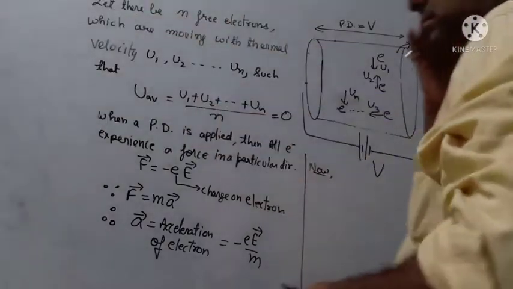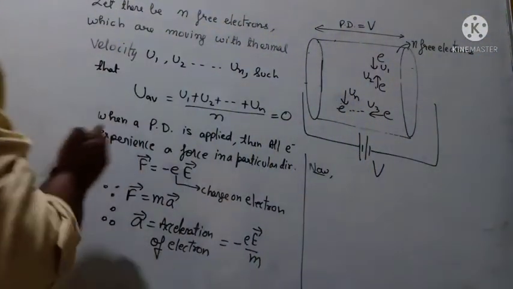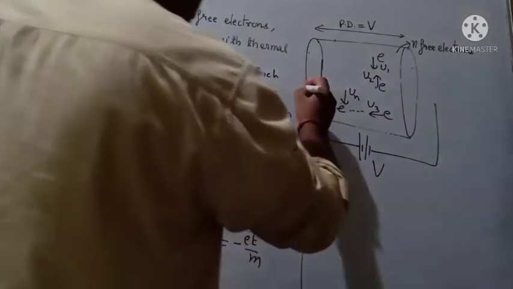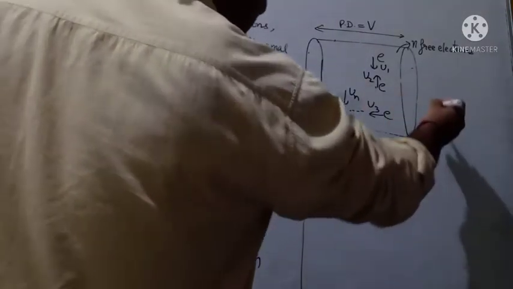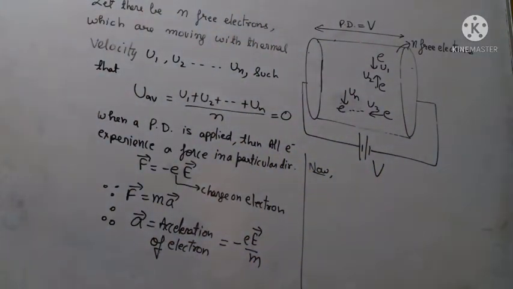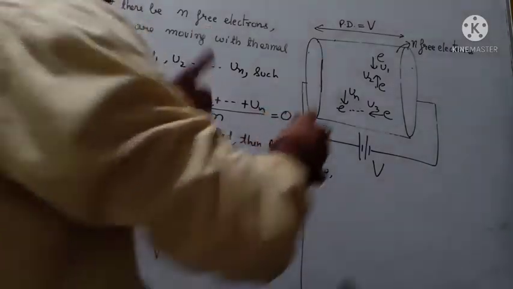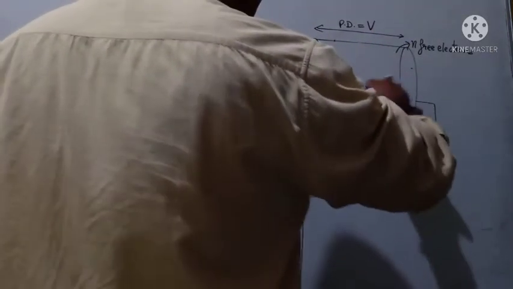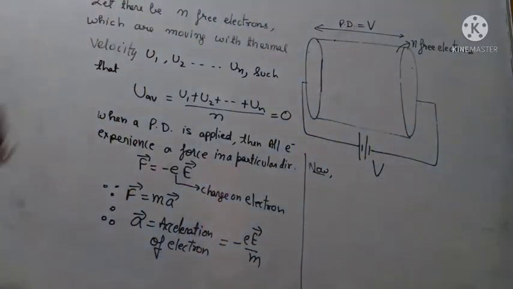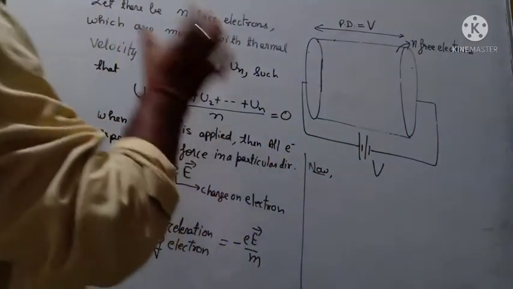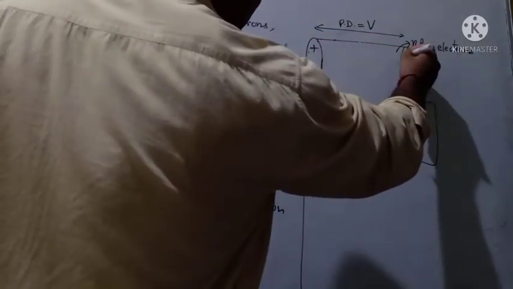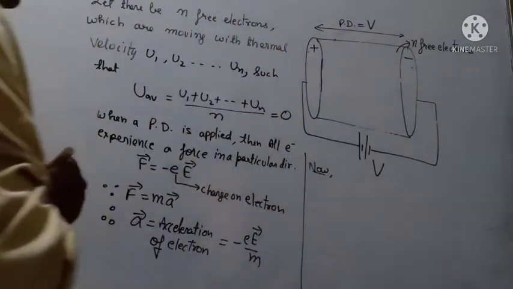But what happens when a potential difference is applied? It means now we are connecting it to a battery. When we connect it to a battery, I am showing only one electron, equally applicable to all electrons. एक इलेक्ट्रॉन के लिए दिखा रहे हैं, वो सारे इलेक्ट्रॉन्स के लिए वैलिड है. So when a potential difference is applied, this end is maintained at positive and this end at negative.